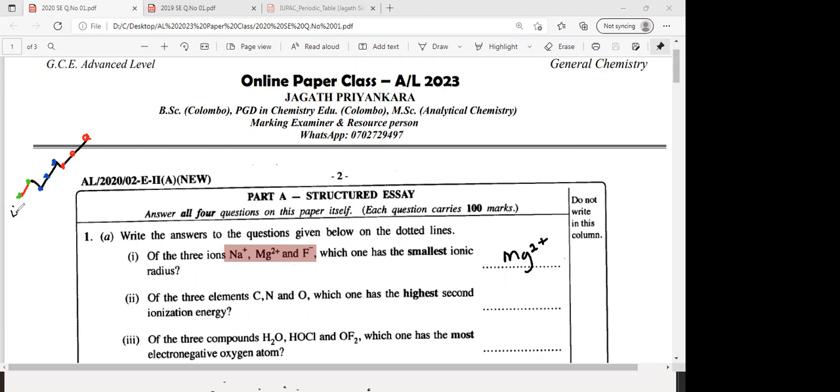Lithium, beryllium, boron, carbon, nitrogen, oxygen, fluorine, neon. You can see here, out of this, highest one will be nitrogen. Remember, nitrogen ionization energy is greater than oxygen. That is very important. Therefore, highest will be nitrogen.